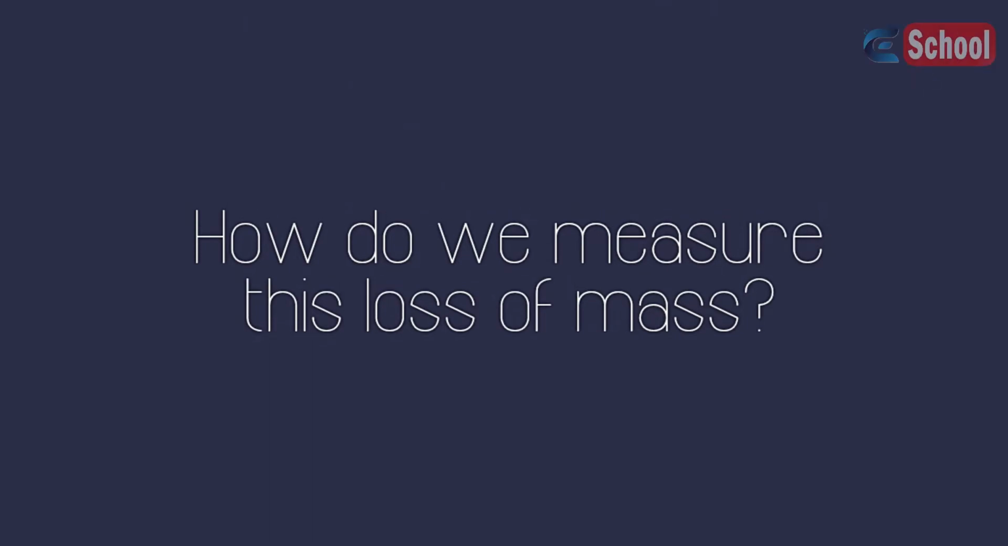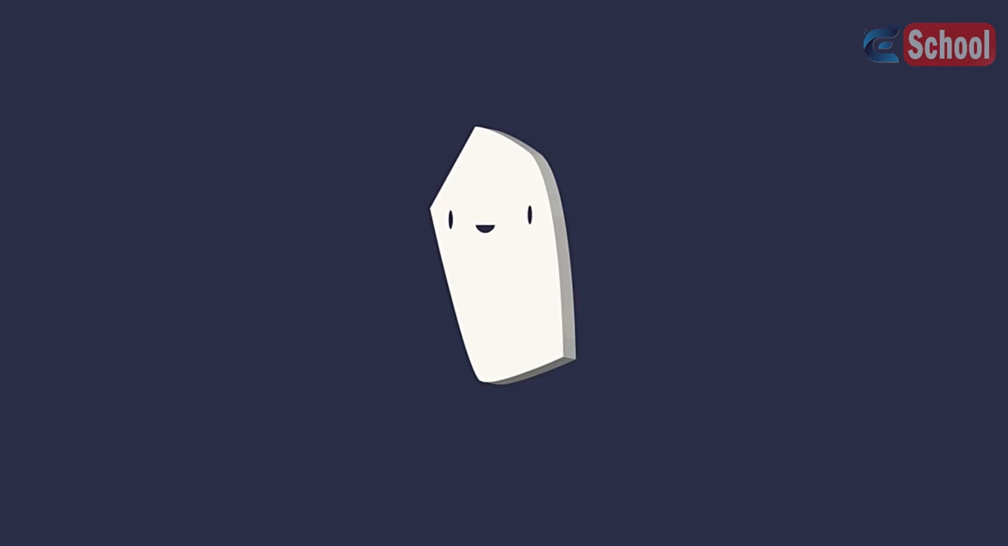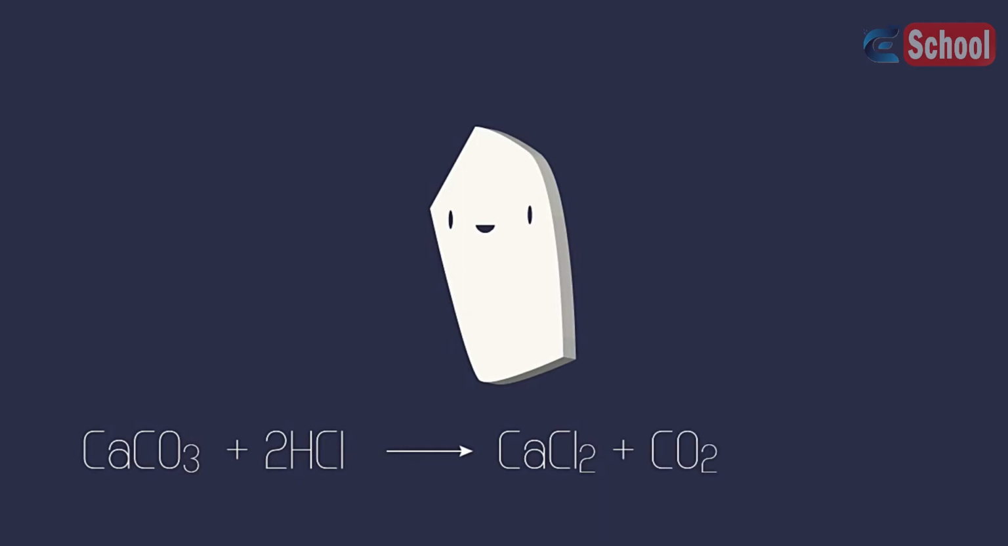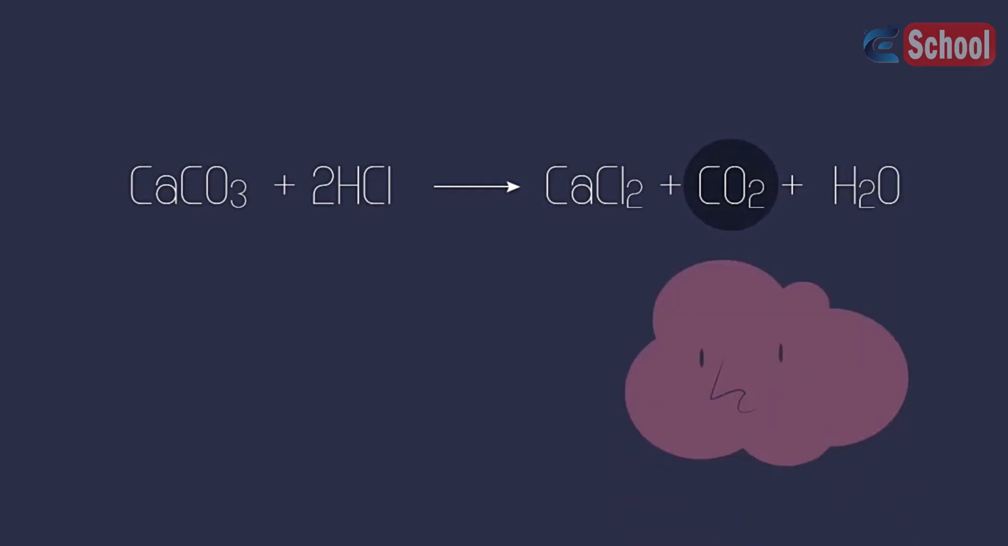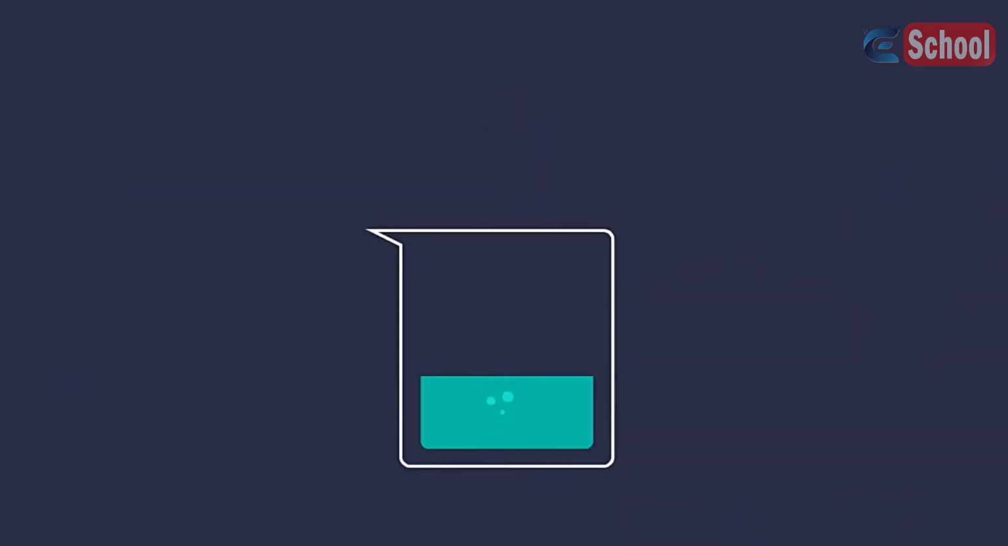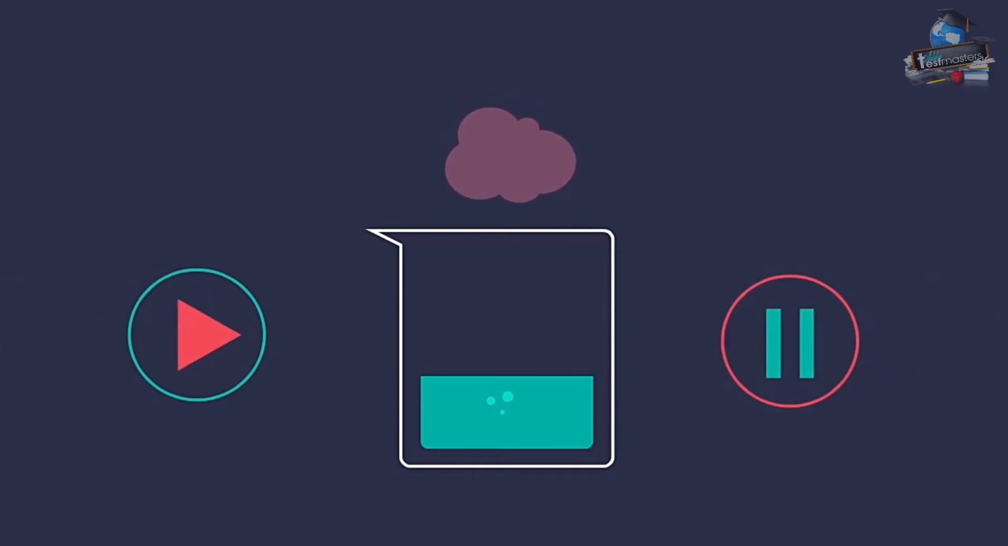Let's look at a simple reaction. Marble chips, that is calcium carbonate, react with hydrochloric acid to give calcium chloride, carbon dioxide and water. Have you noticed that one of the products here, carbon dioxide, is a gas? So if you were to add marble chips to hydrochloric acid in an open beaker, can you think how the loss of mass in this reaction might be measured? Pause the video and have a think.